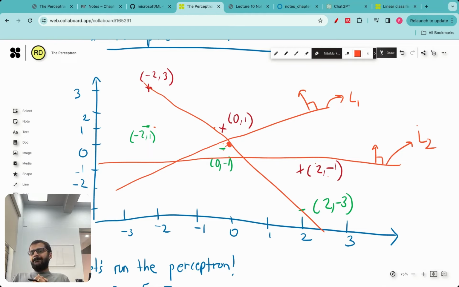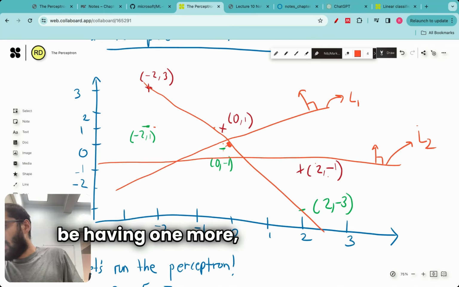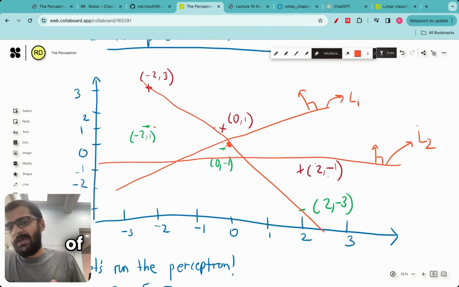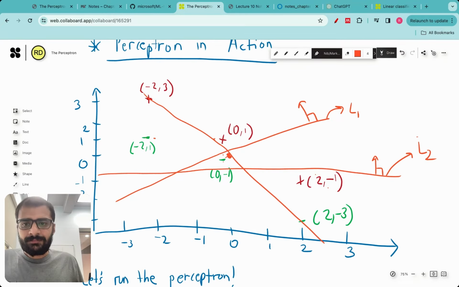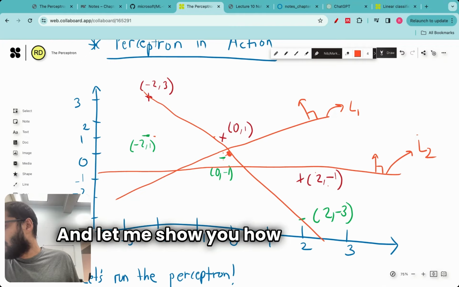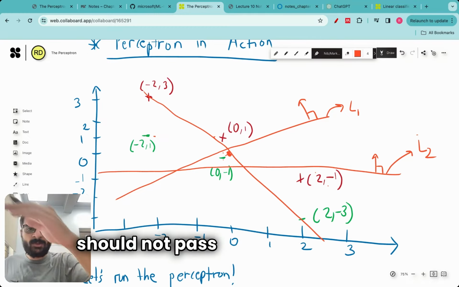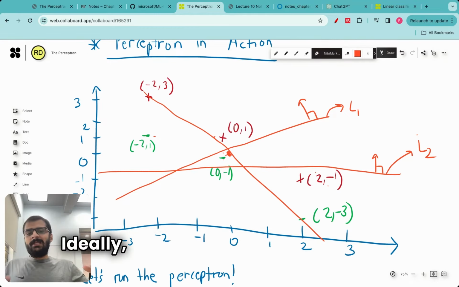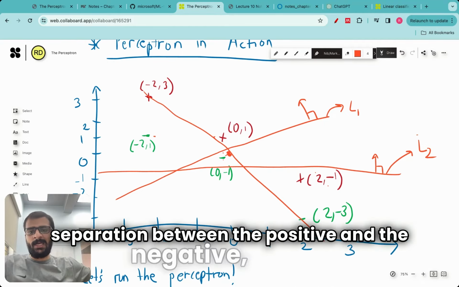So what we'll be doing is that we will be having one more round of iteration to come to the next point. And let me show you how that iteration looks like. So ideally the best line should not pass through anything. Ideally the best line should be a clean separation between the positive and the negative, right?